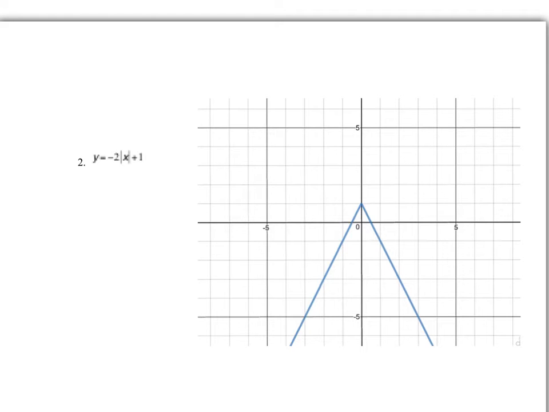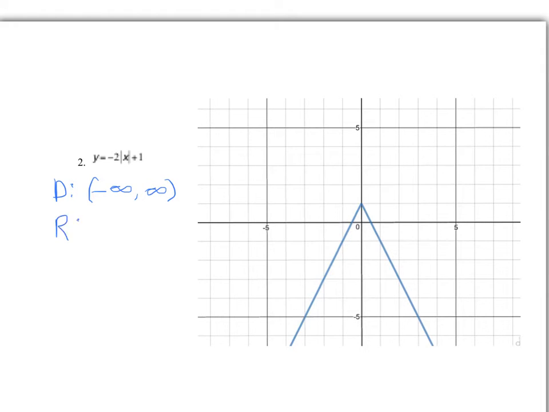What would the domain of this be? Let's use interval notation for this one. So how far to the left does it go? All the way. Negative infinity. And how far to the right? Infinity. So that's another way to state the domain. Or you could have said the same as we did in the last one. X such that X is an element of the set of real numbers.